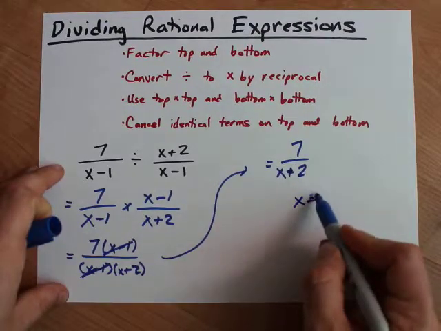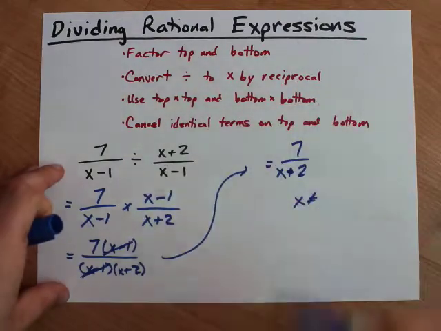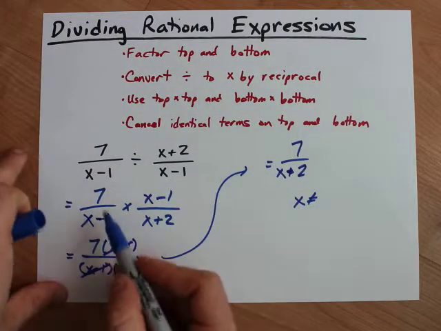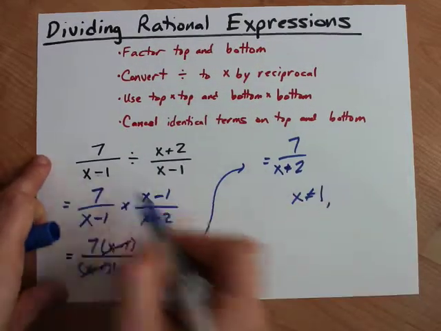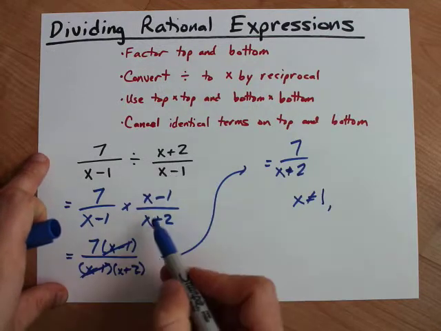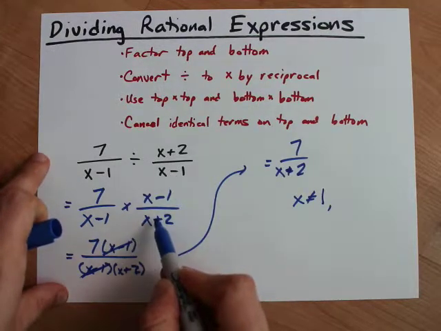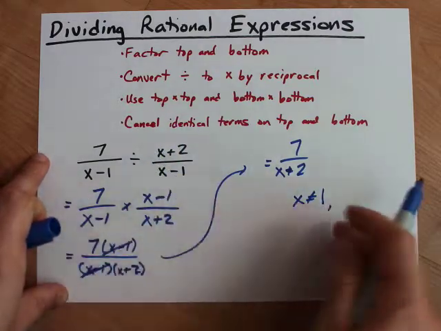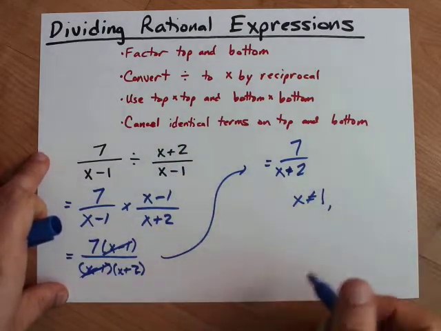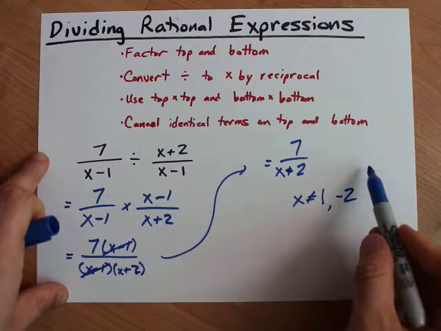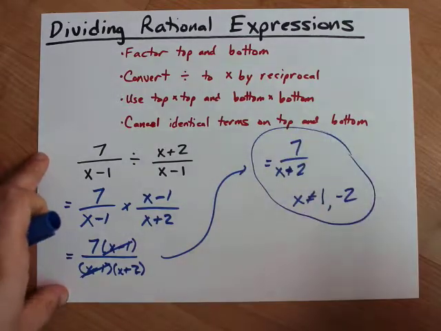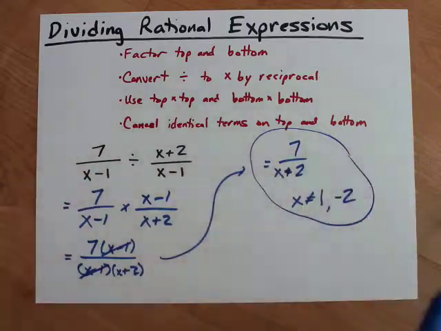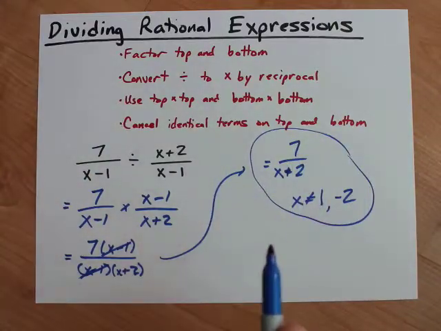I'm going to state restrictions, because we're always supposed to with rational expressions. X can't have been positive 1 from this, or positive 1 from that, or negative 2 from this. You're going to have to state restrictions based on anything that ever appeared in the bottom, or denominator. So there you go, there's your final restriction. That was pretty straightforward. As long as you know how to multiply these things, division is not too bad.